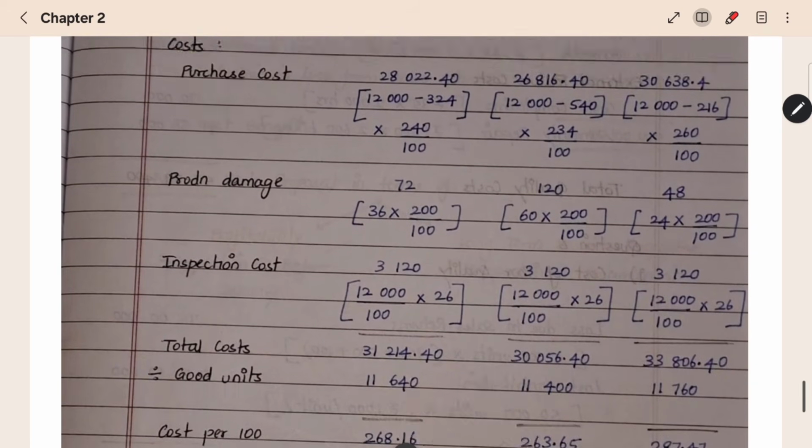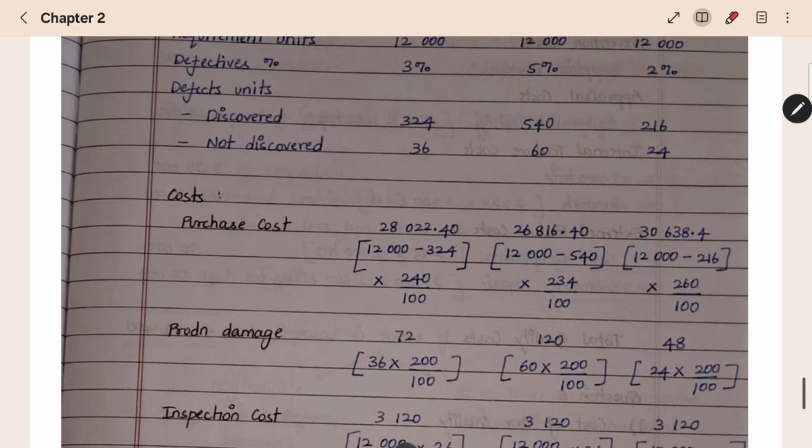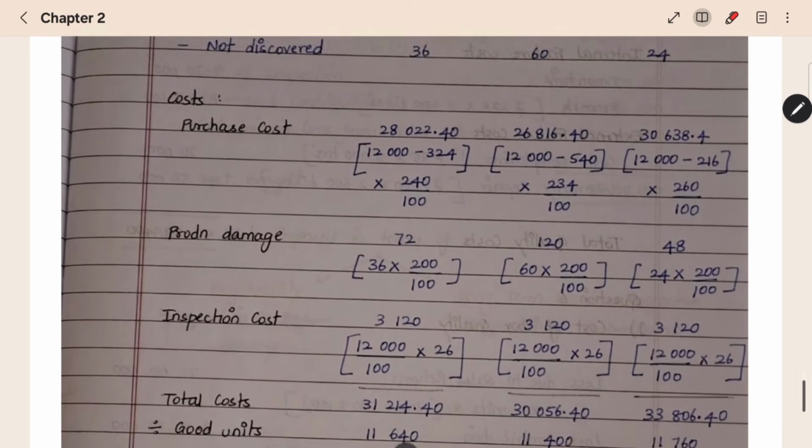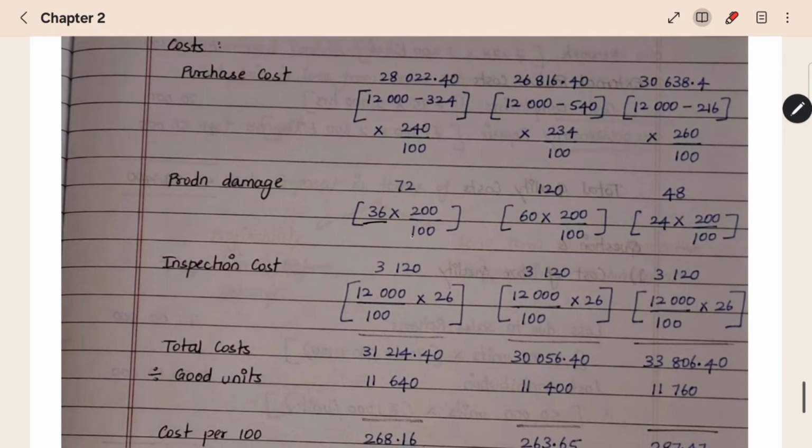The next thing is production damage. How will the damage be caused? It will be caused by the defective components put into the production process. This much defect we cannot discover, and this we are going to put into the production process. So, 36 defective units we are going to put. If you put 100 defective units into the process, 200 will be the damage cost. Like that you have to calculate the damage cost for the respective units.